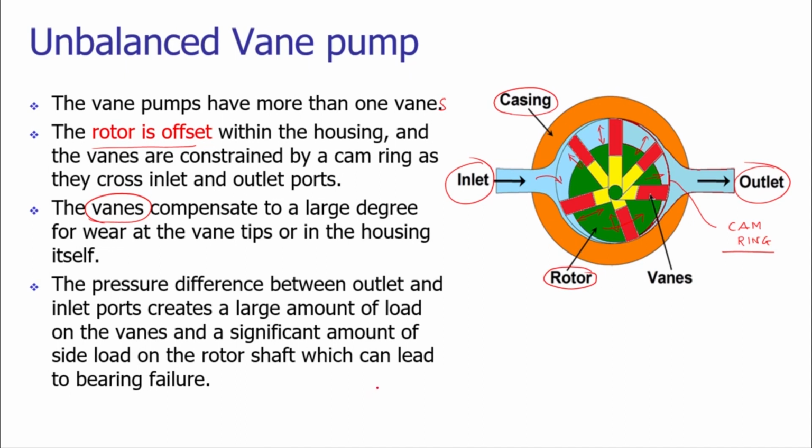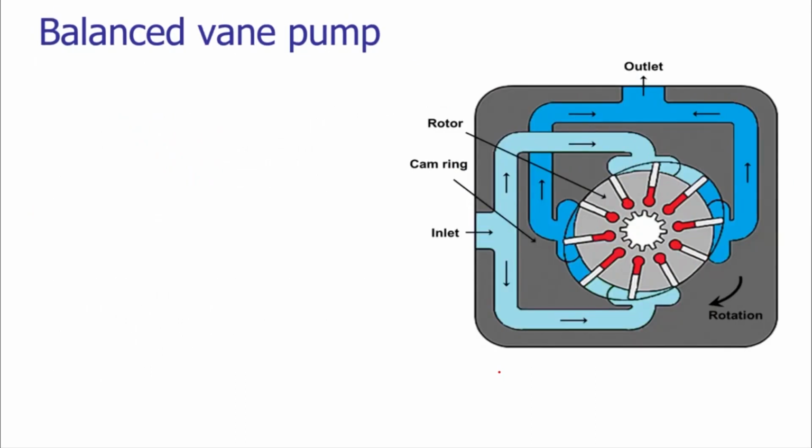At the inlet the pressure is very low and at the outlet the pressure is very high. Due to this imbalance in the pressure, the performance of the bearing is affected. There are regular problems of bearing failure on which the shaft of the rotor is mounted. To tackle this problem, we are using a balanced vane pump. So instead of having one pair of inlet and outlet, we can have two pairs of inlet and outlet.